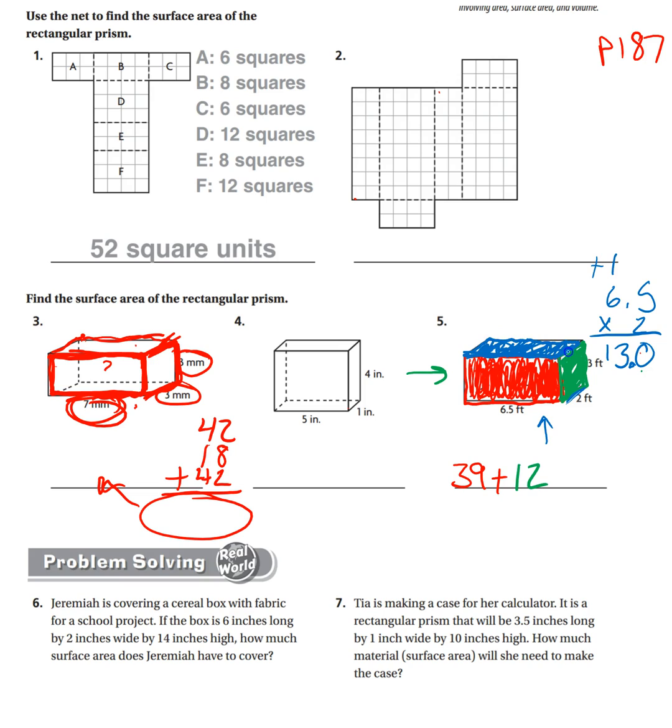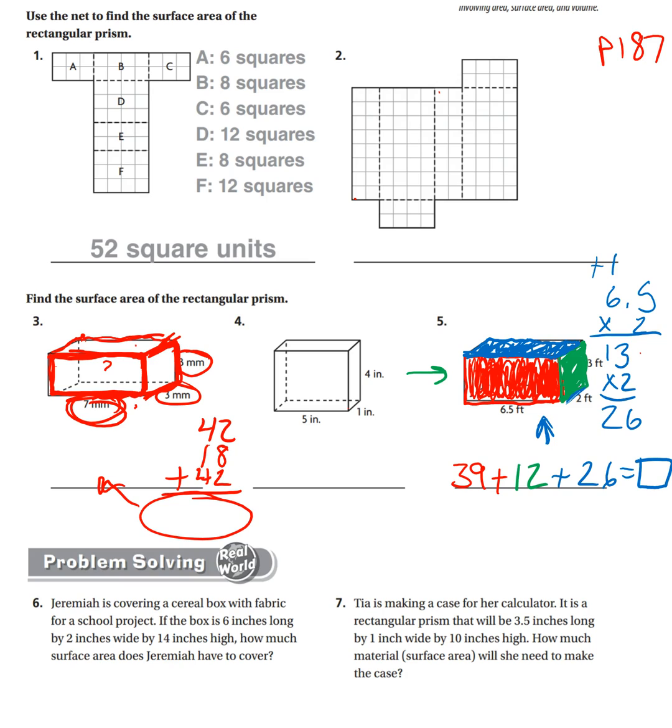So top, and there's a bottom. So I have to take 13, and I can just rewrite 13.0 as just 13, and times that by 2, because we have to include the top and the bottom. 2 times 3 is 6, 2 times 1 is 2. So lastly, I'm going to add 26, and then this will give me my final answer.